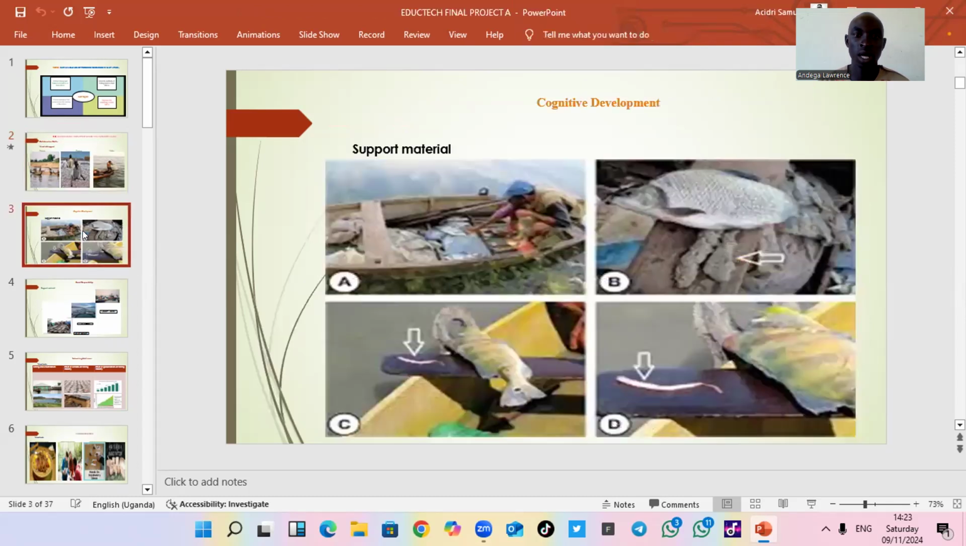Then another characteristic of my learners is that they have cognitive development abilities, which is so important. To include that, we can always bring in pictures like this that try to showcase something.